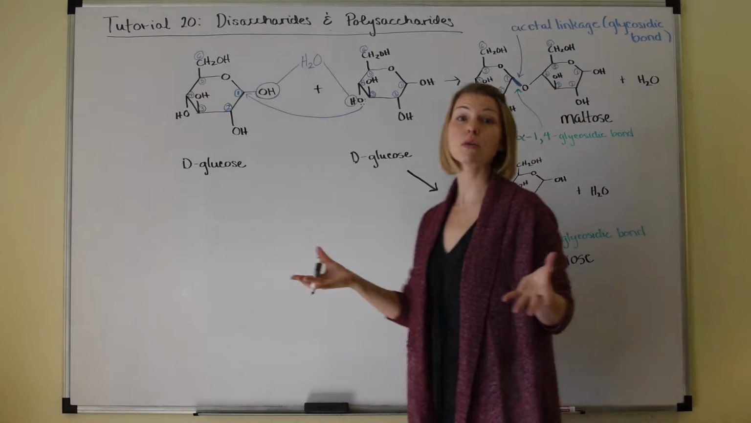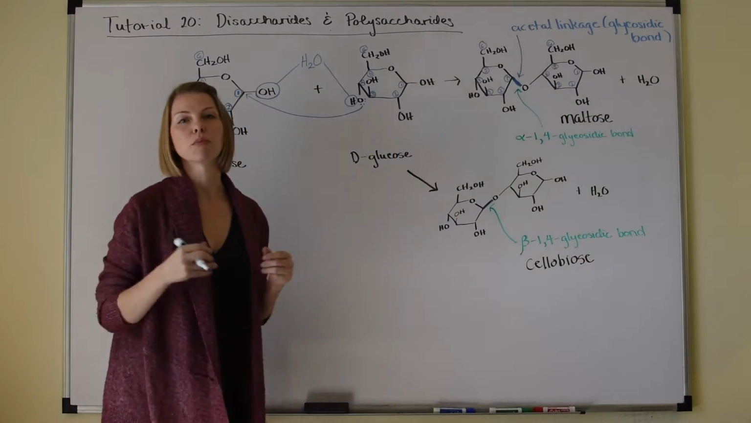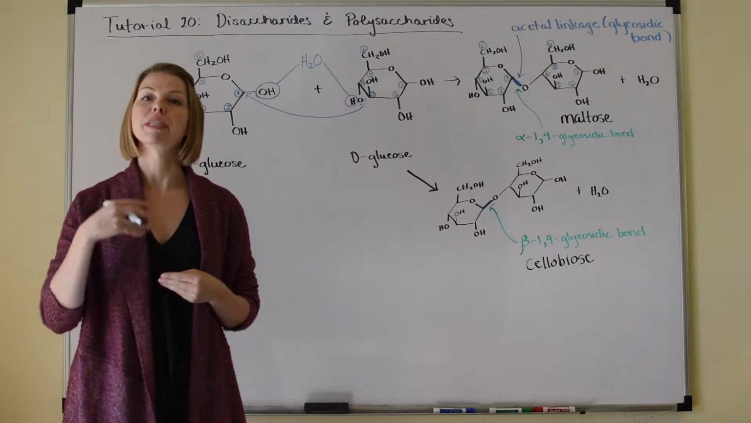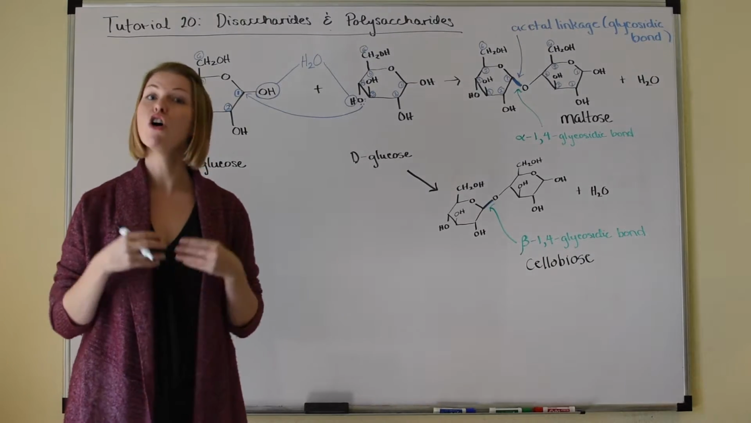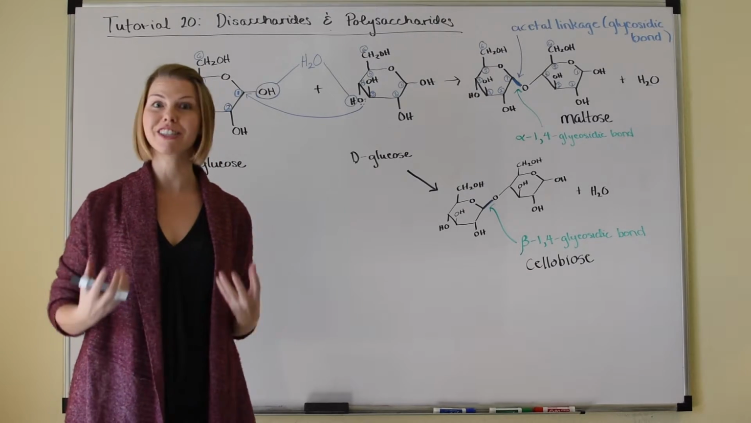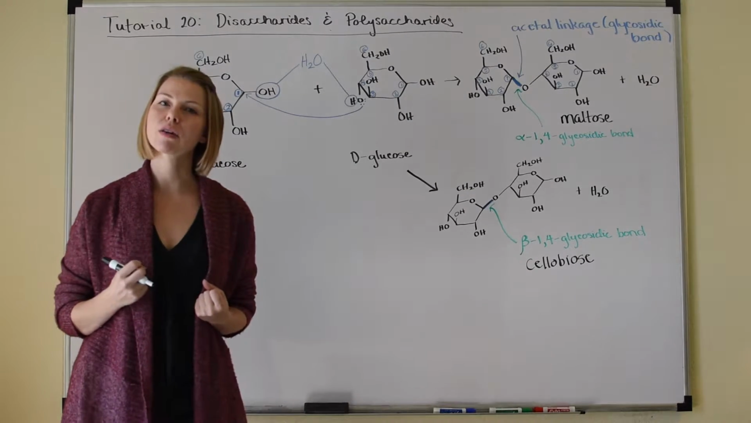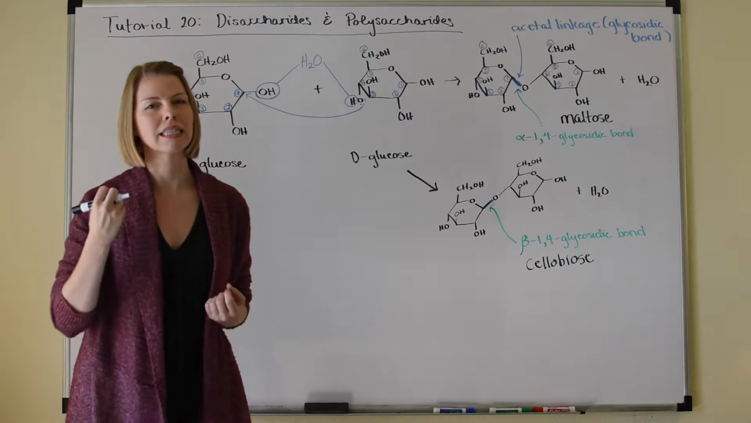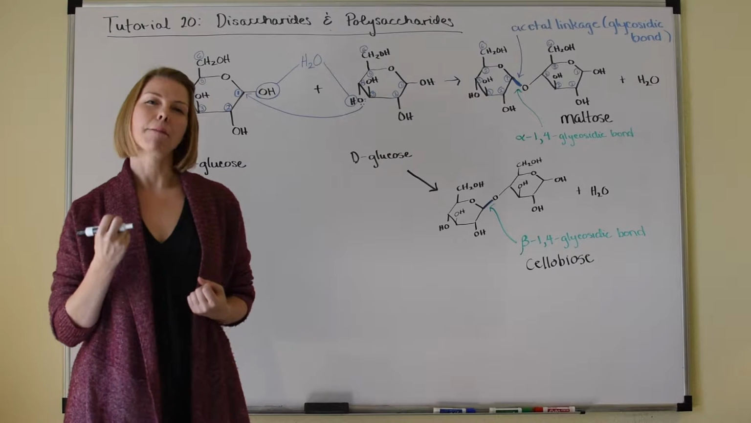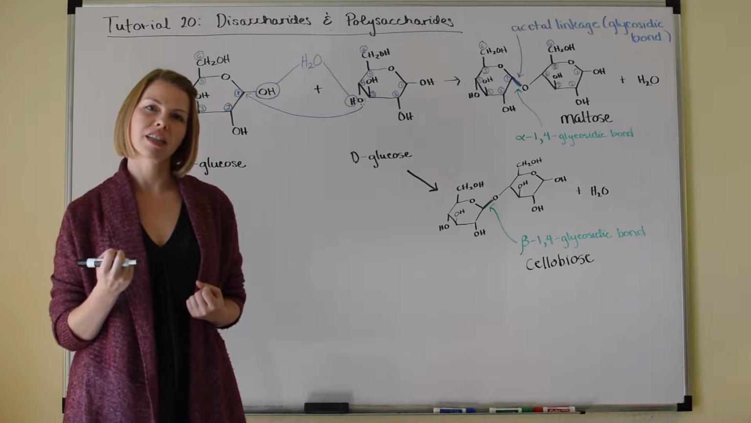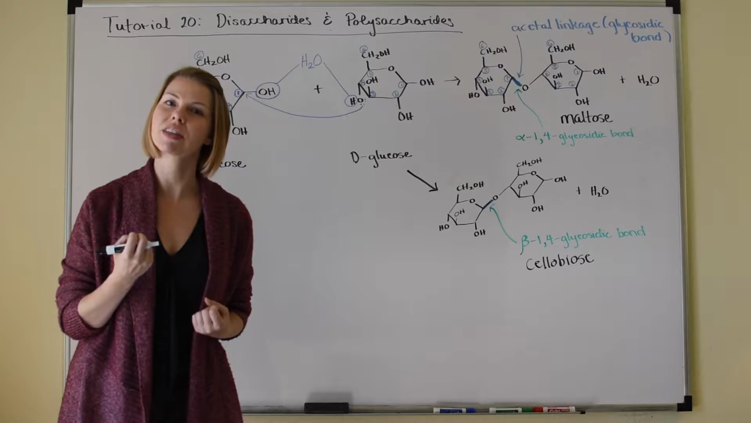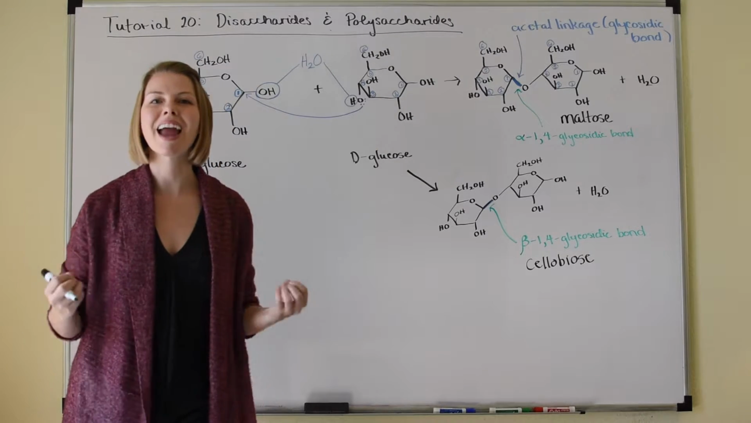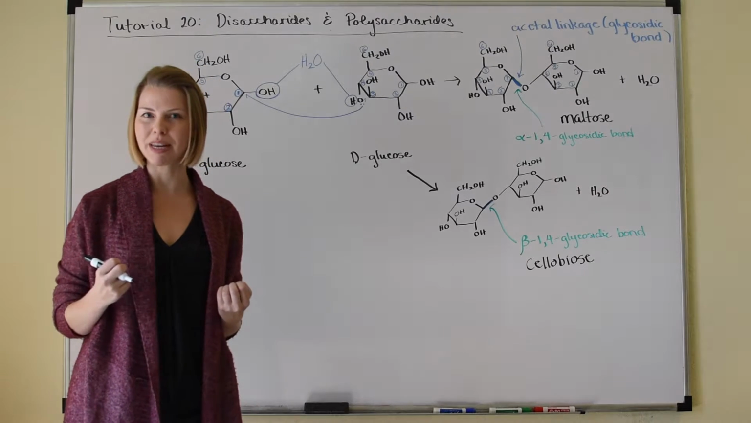And maltose is completely digestible by animals. So we can digest maltose and obtain glucose, which can be metabolized for the production of energy, to keep our cells alive. But cellulose, made up of D-glucose, cannot be metabolized by humans. That beta 1,4 glycosidic bond cannot be broken by any of the enzymes in our body. And so even though it's made up of D-glucose, we can't obtain energy from it.